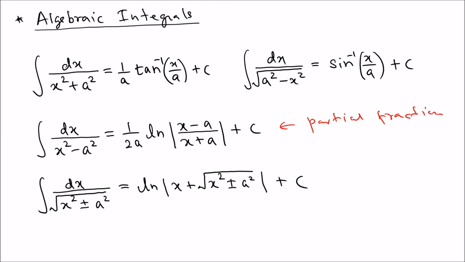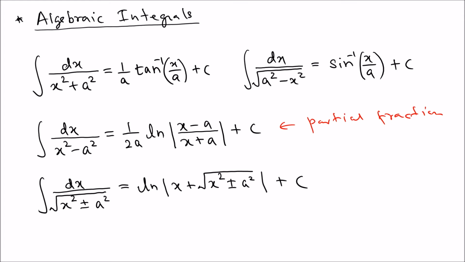And then we can also have another formula. It is dx divided by the square root of x squared plus or minus a squared. So that means if you go with the plus sign, you have to use the plus sign on the other side. If you go with the minus sign, you have to use the minus sign on the other side. So it is natural log of x plus the square root of x squared plus or minus a squared, plus c. So those are four common formulas that you can use in the future.